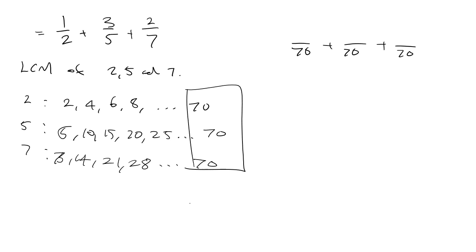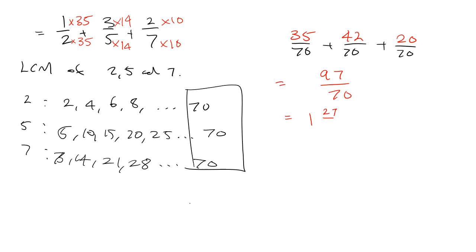So now we do the math. 2, we times 35 to 2, because 2 times 35 is 70, so we times 35 to 1, will be 35. We times 14 to go from 5 to 70, so we times 14 to 3, that will be 42. Then we times 10 to 7 to get 70, so we times 10 to 2, and we get 20. We add them, so 35 plus 42 is 77, plus 20 is 97, and the denominator stays the same, so our final fraction is 1 and 27 over 70.